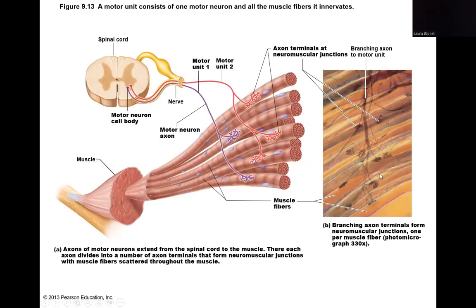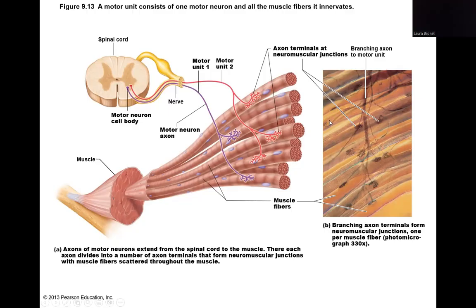This picture over to the right-hand side, I love this. If you get a chance to look at some of the slides in lab, this is what we call the neuromuscular junction, where the nervous system meets the muscular system to communicate from one system to another. It's a very important interface.